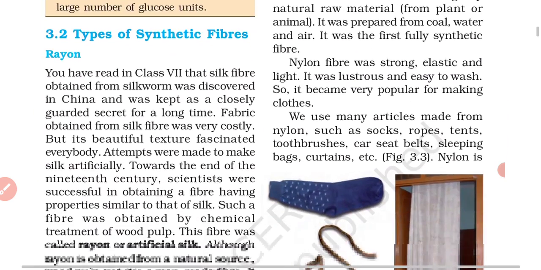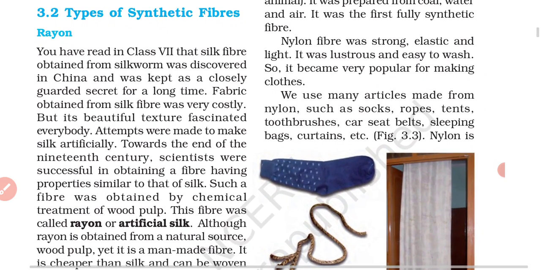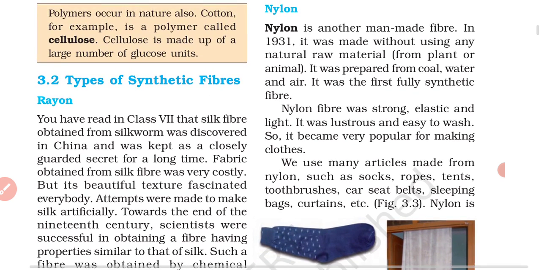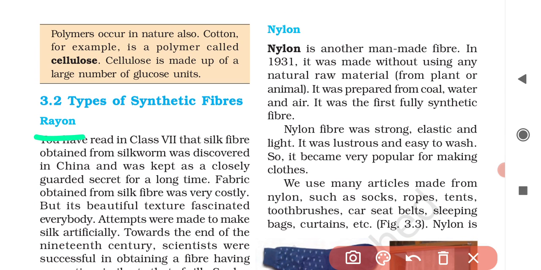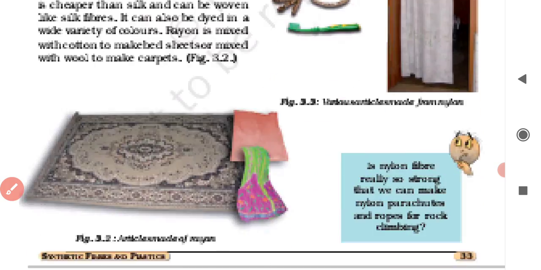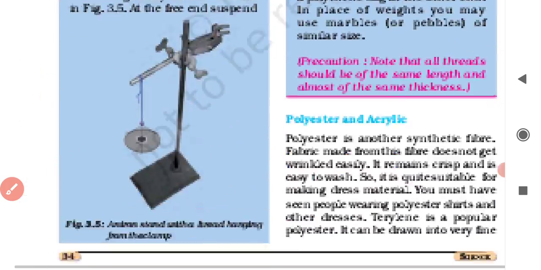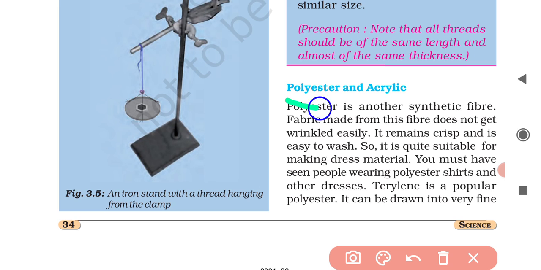Next we'll discuss the types of synthetic fibers. Depending upon the type of chemicals used for manufacturing synthetic fibers, there are four major types of synthetic fibers or man-made fibers, which are rayon, nylon, polyester and acrylic.